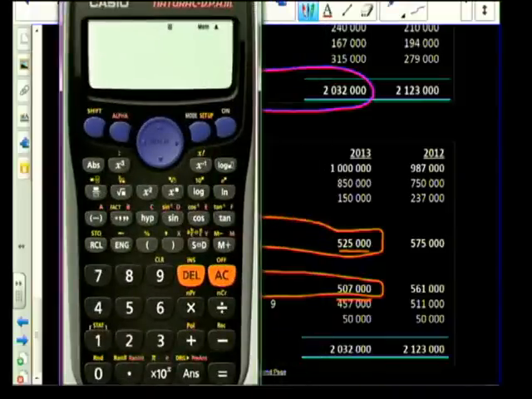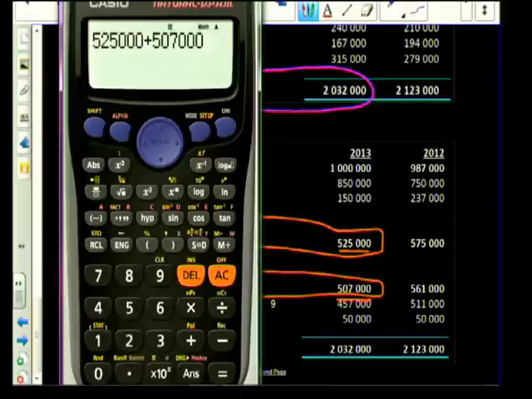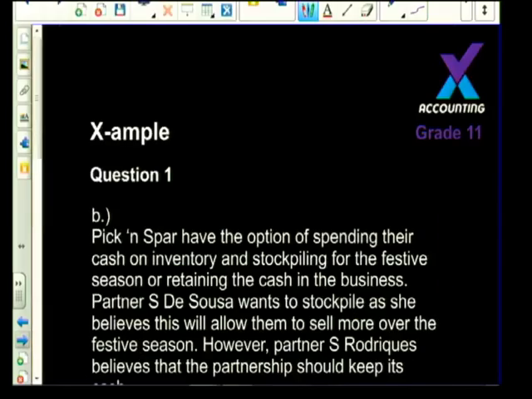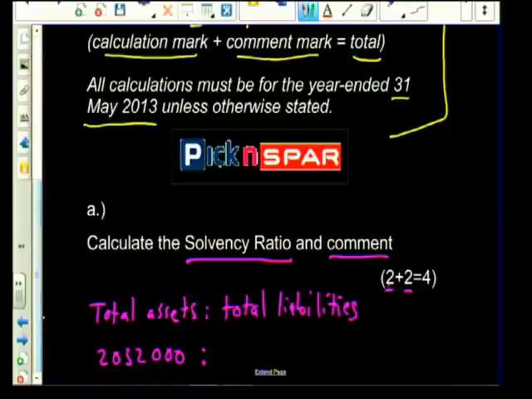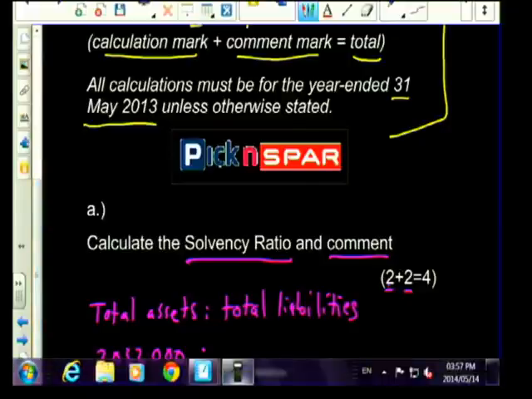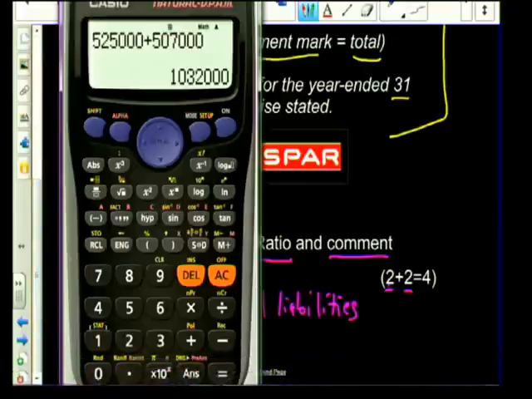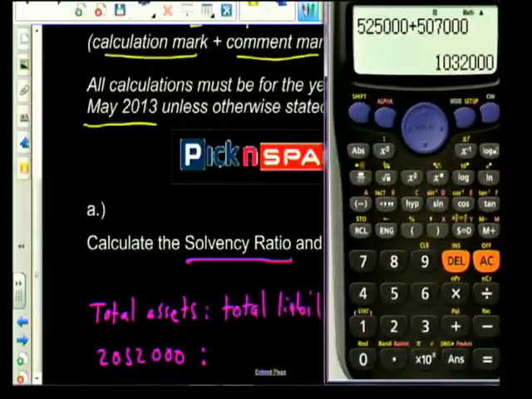So our non-current liabilities were 525,000 over here, and our current liabilities were 507,000. If we add the two together, we're going to get our total liabilities of 1,032,000, and that is the number that we're going to write down in our calculation. So on the right hand side, we're going to write down our 1,032,000, that is our total liabilities.